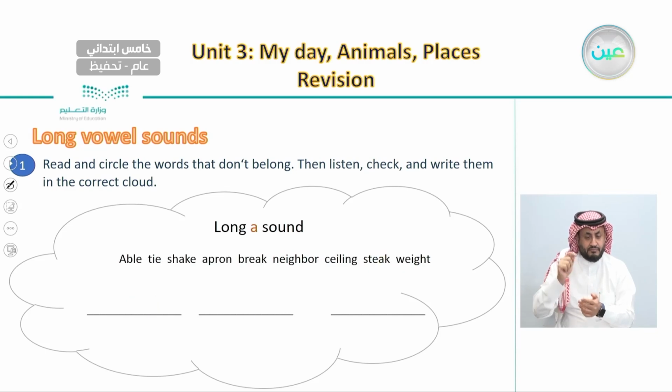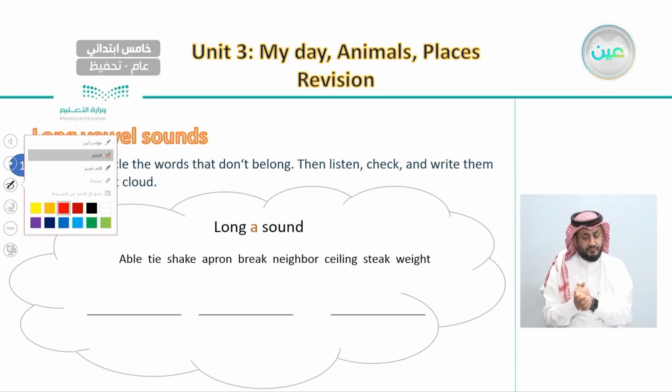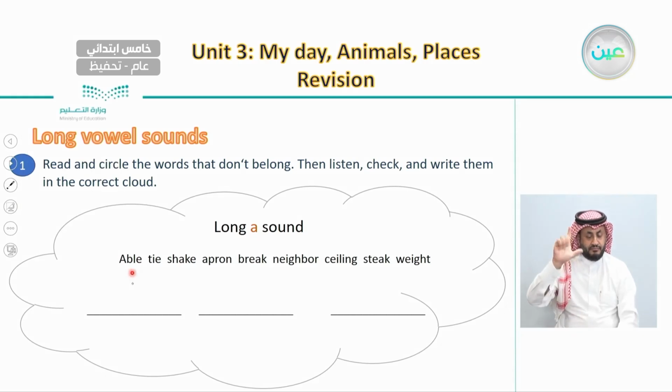Now let us move to the last cloud we have, which is the long A sound. Let's listen, and after this we're going to circle the words that do not belong. So the long A words are able, tie, shake, apron, break, neighbor, ceiling, steak, and wait.